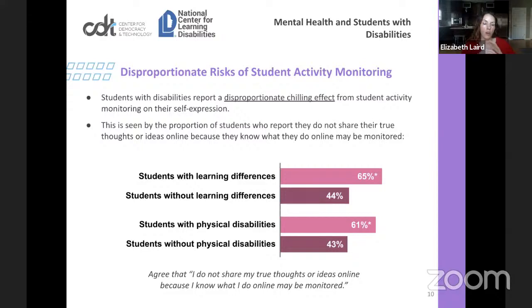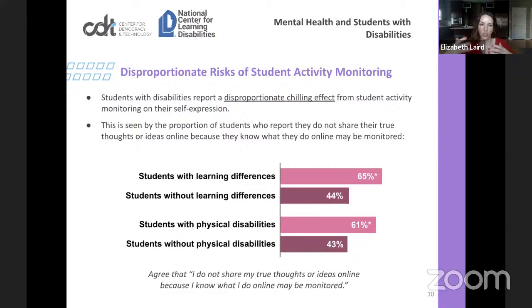And what we called out at the time, and what you can see here, is that this experience is actually more pronounced among students with learning differences and students with physical disabilities. So, when you think about this in an educational context, where you want people to express themselves, you want youth to be able to make mistakes and learn, that is part of what you want to be happening in an educational setting. These tools, generally speaking, can undermine that for at least half of students who took our survey. And then that is even more pronounced among students with learning differences and students with physical disabilities.